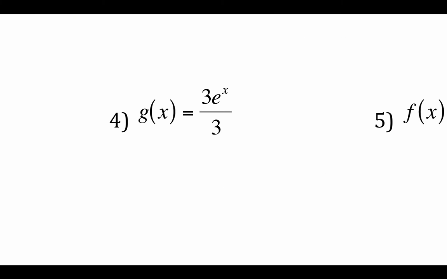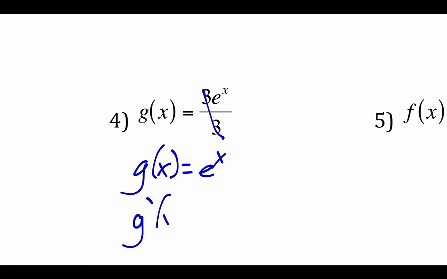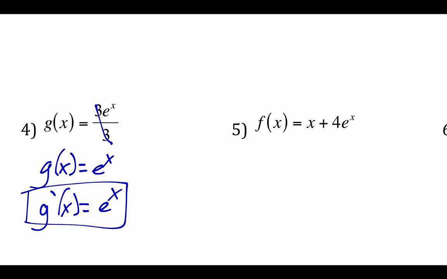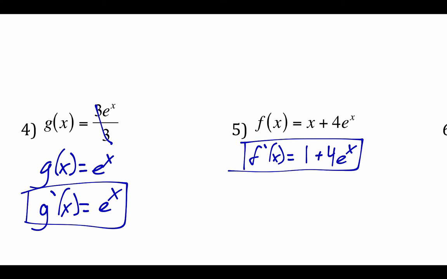On number 4, we've got g of x. Well, let's just reduce g of x. So really, g of x is e to the x, and therefore g prime of x is also e to the x. So if you can reduce it before taking the derivative, go for it. Number 5, taking the derivatives separately. So the derivative of x is just 1. 4 times e to the x. Well, the derivative of e to the x is e to the x. So it ends up being 1 plus 4 times e to the x.